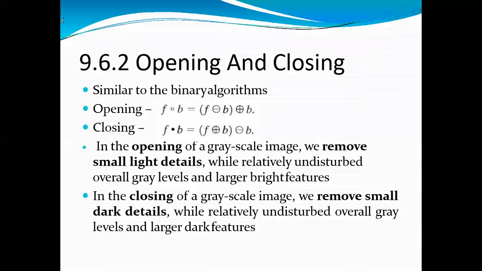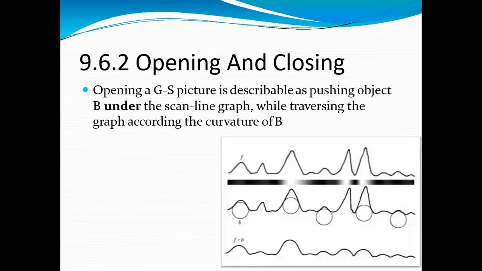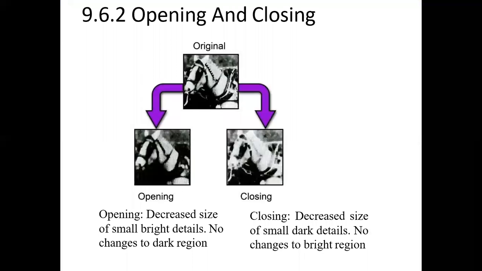Opening and closing. In the opening of a grayscale image, we remove small light details while leaving the overall gray levels and larger bright features relatively undisturbed. In the closing of a grayscale image, we remove small dark details while leaving the overall gray levels and larger dark features relatively undisturbed. Opening of a grayscale picture is describable as pushing object B under the scan line graph while traversing the graph according to the curvature of B. This is an opening and closing example.